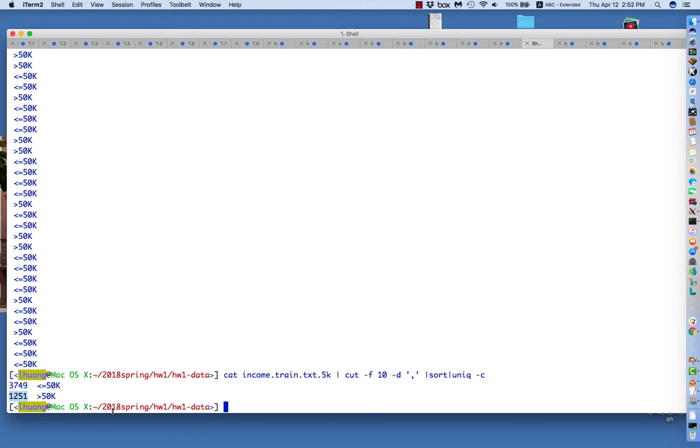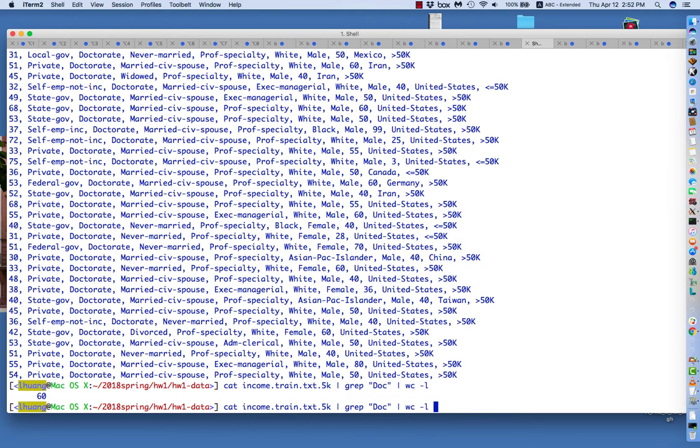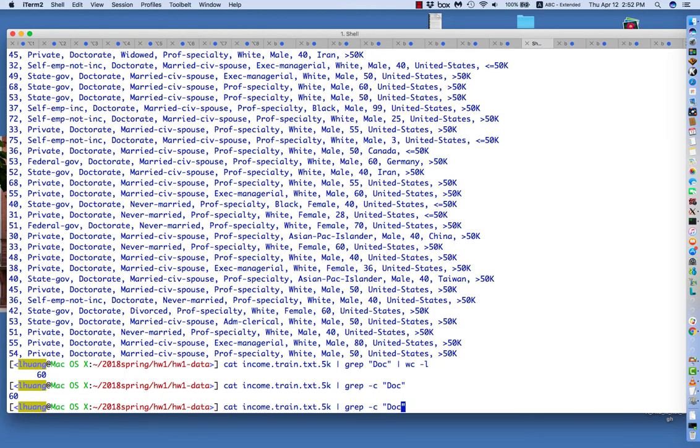Now how do you look at a certain feature and say how positive is that feature? For example, doctorate, right? So you can use grep. Okay, so grep doctorate. And you don't need to even say that. You should just say doc because that's enough. Okay, there are a lot of doctorates. And how many are there? wc -l, 60 people with doctorate, right? Alternatively, you can just say grep -c, which is count, 60 people there, right?